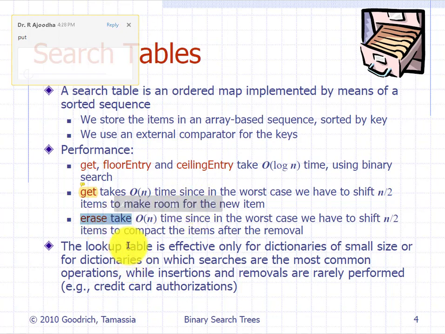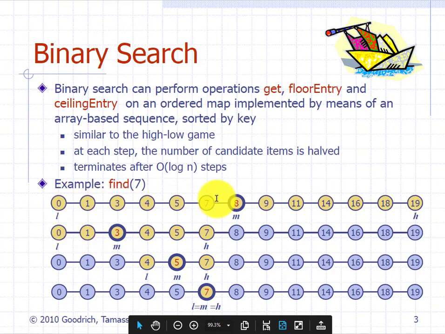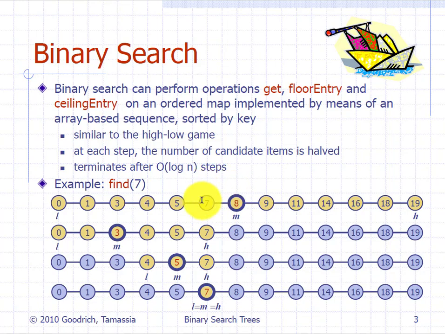Erase is the same. Even though we know what to erase, we find it very quickly. We know where the key is that needs to be erased. We still have to shift items into the place of the thing that we need to move out. So the same analogy, just for completeness, you have your list. I want to remove 7. Finding 7 is easy, log n time.